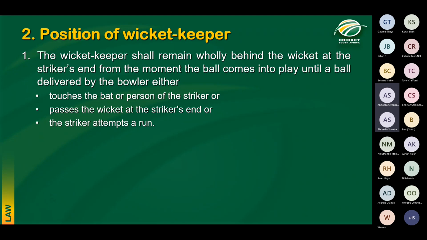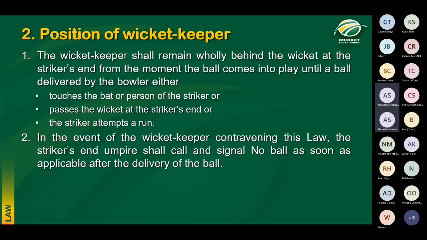In these three instances, the keeper is then allowed to come in front of the stumps. But other than that, at the moment that ball comes into play, the keeper needs to stay behind the stumps. So if it touches the bat or person of the striker, the keeper is then allowed to come in front of the stumps. If it passes the wicket at the striker's end, after that the keeper can then go in front of the stumps. Or if the striker attempts a run, no problem. If the keeper contravenes this law, the striker's umpire needs to call and signal no ball.